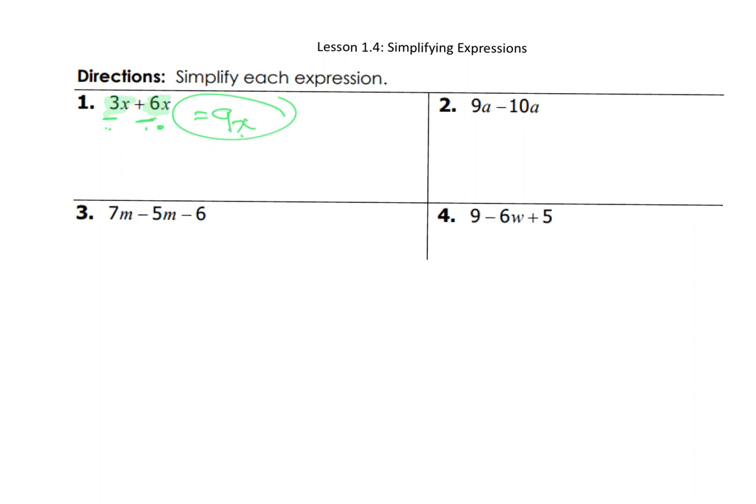On number 2, I have 9a, take away 10a. These are like terms as well because they both have a that comes after their coefficient. So again, because these are like terms, we can put their coefficients or their front numbers together. 9 minus 10 is -1, and we put that variable afterward. So you can write it as -1a or -a, and those mean the same thing.